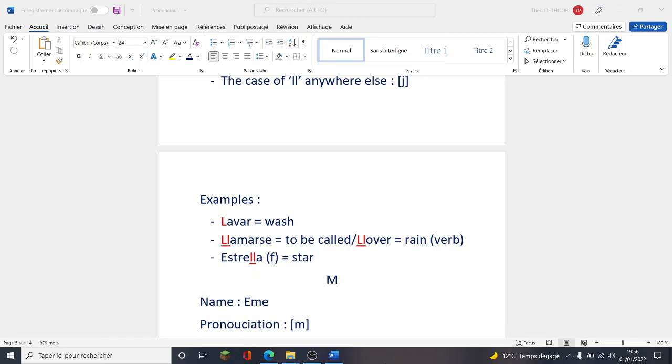But if you have the double L, you have to be careful if it's at the beginning or anywhere else in the word, like in llamarse, which means to be called, or llover, which means to rain as a verb. In those two cases, the double L is at the beginning, so you have to pronounce lieu. But in the example in the line just after, it's the word estrella, which is feminine and means star, and the double L is not at the beginning, so you have to pronounce it ye.